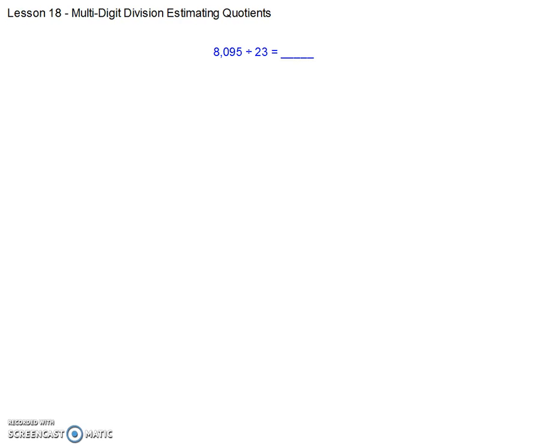Lesson 18 is going to continue with the multi-digit division and estimating quotients. The first problem that we're going to take a look at is 8,095 divided by 23. Step 1 is still identify the whole and the divisor. The whole is that big number that we're dividing into smaller parts, which is our divisor. So my whole is 8,095. And my divisor is 23.